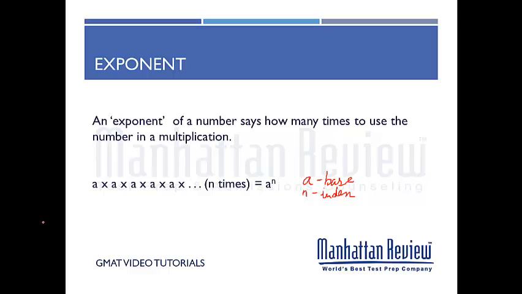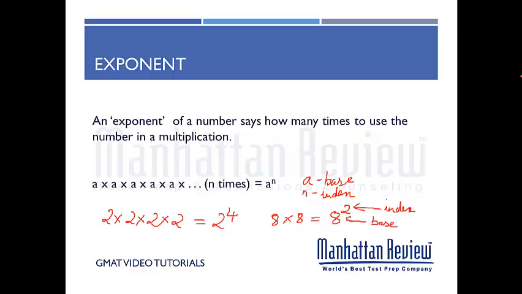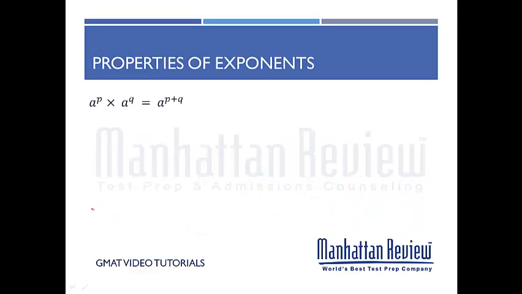Let's take one example. 2 into 2 into 2 into 2. So here 2 has been multiplied 4 times, which can also be represented as 2 power 4, where 2 is the base, 4 is the index. Let's take one more example, 8 into 8. Here 8 is multiplied 2 times, which can also be written as 8 power 2, where 8 is the base, 2 is the index. It's time for us to concentrate on properties of exponents.